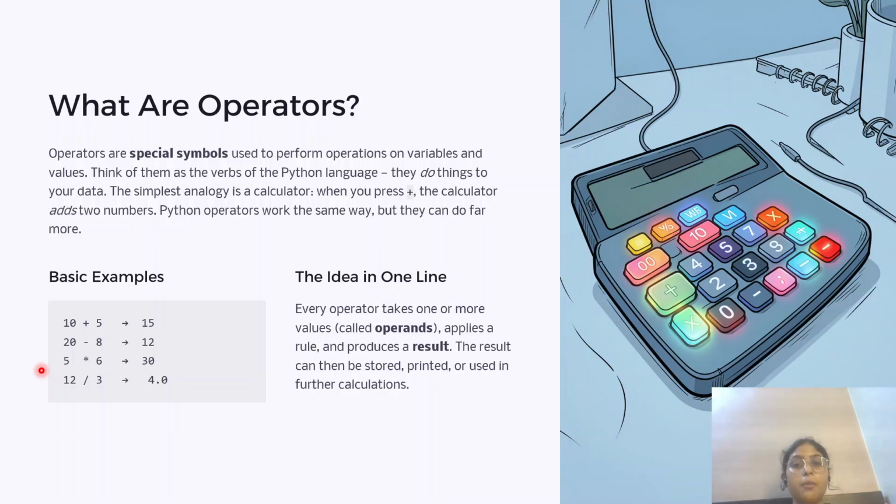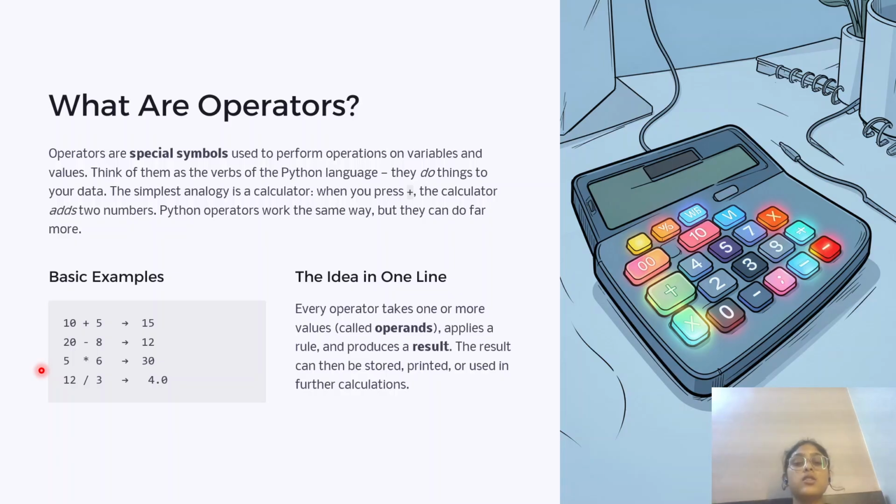Python has many types of operators. Don't worry, we will learn them one by one. You don't have to panic that you have to remember every operator. I will make you understand in such a way that whenever someone asks you, you will say, okay, this is this type of operator. Today's focus will be arithmetic operators, assignment operators, comparison operators, logical operators, identity operators, and membership operators.